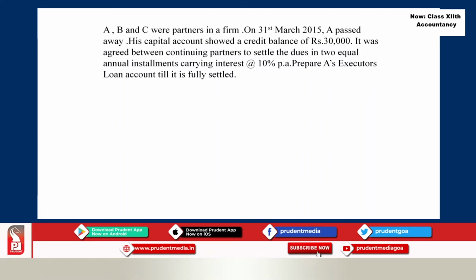It was agreed between continuing partners. Who are the continuing partners, students? B and C, right? to settle the dues. Whose dues you have to settle here? You have to settle the dues, that is amount which is payable to the executor, in 2 equal annual installments carrying interest at the rate of 10% per annum. Prepare A's executor's loan account till it is fully settled.